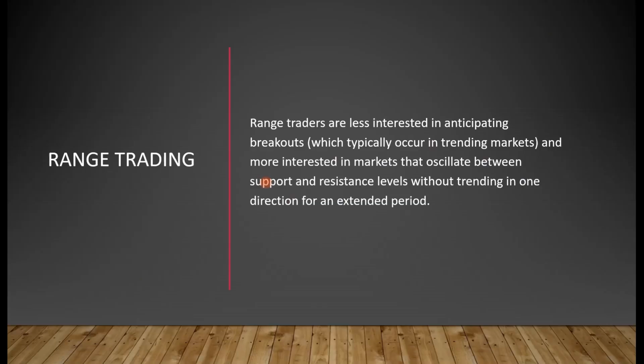Range traders are less interested in anticipating breakouts, which typically occur in trending markets, and more interested in a market that oscillates between these 2 points. And it's amazing. You'll see this happen all the time on charts. It's not hard to find. Sometimes you have assets. Look at what cryptocurrency did for almost 10 days between 29.5 and 31. It went up, and all of a sudden it's climbing back up. It hit 31, went back down and broke below 30, went back to 31, down below 30. You could have range traded that up and down for days.